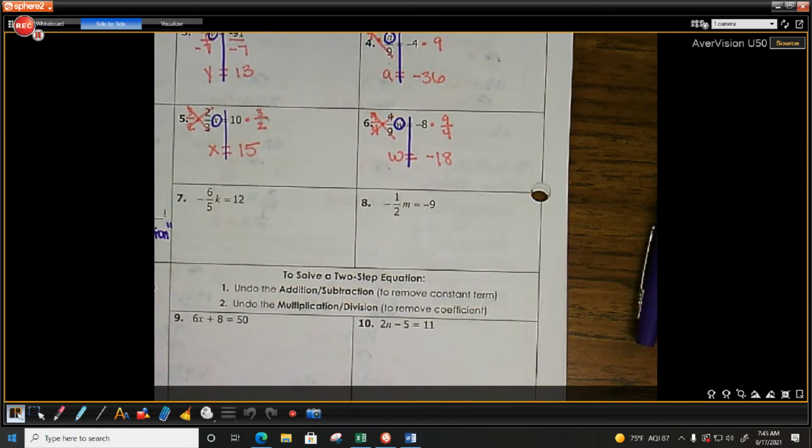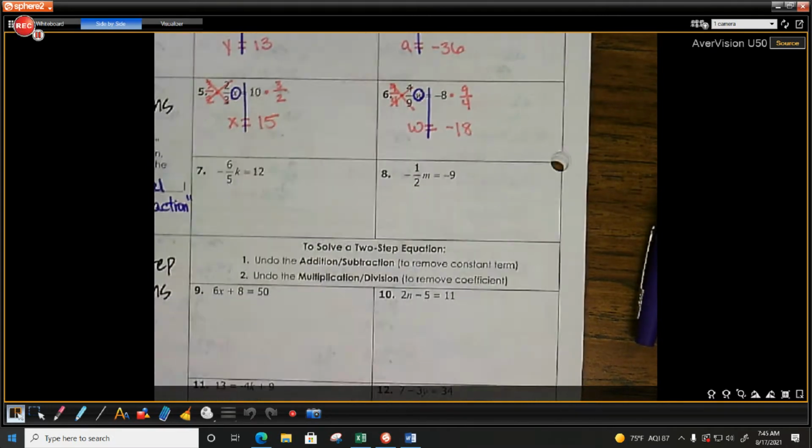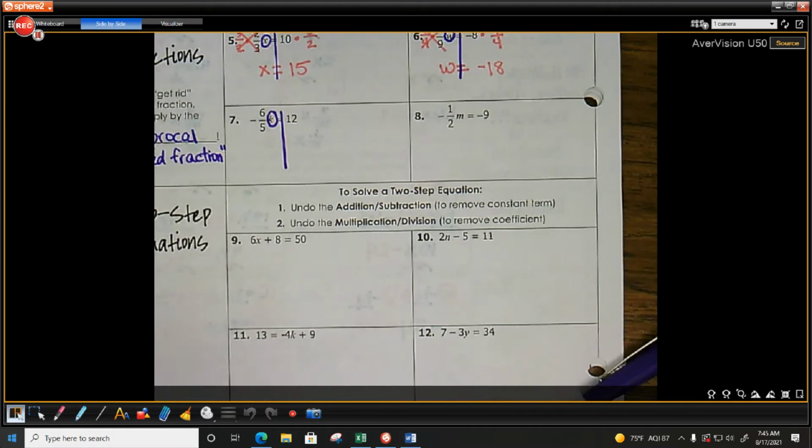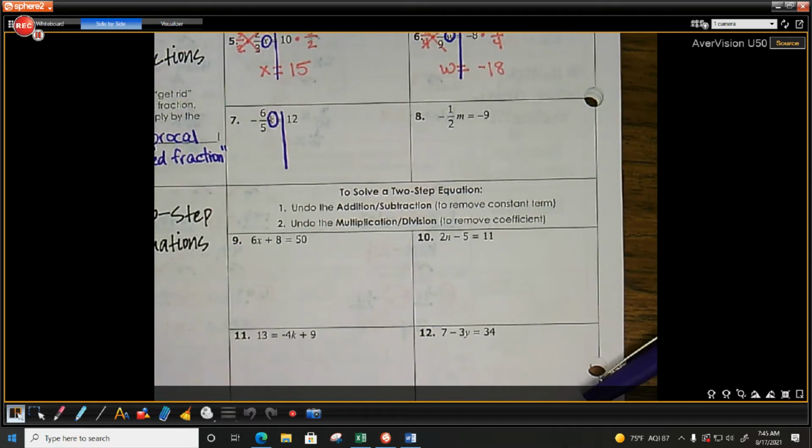Do y'all think you can do number 7 on your own? No? We'll do 7 together and then you'll do 8 on your own. Okay, draw your line through the equals and circle your K. What am I going to do to get the K by itself? Multiply by the reciprocal. What's the reciprocal of -6/5? -5/6.